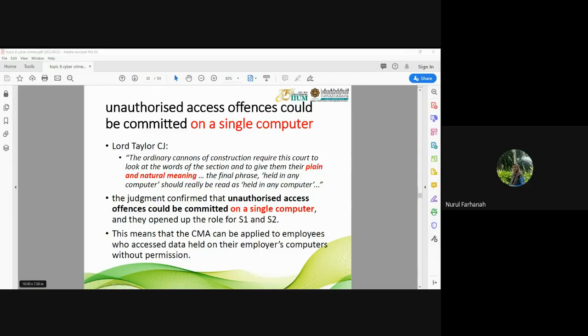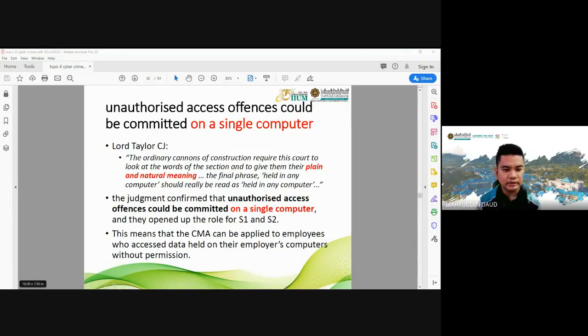Is there any illustration to show how a person commits unauthorized access on a single computer compared to a second computer? In the Computer Crimes Act, I believe the provision did not provide any illustration section. So the examples that I give you are my own personal examples. Under the provisions of the Computer Crimes Act, they did not include any illustration section.